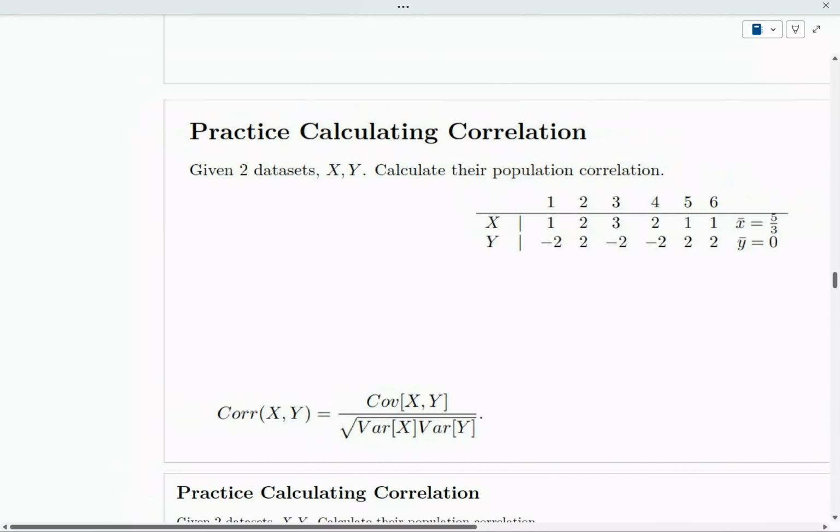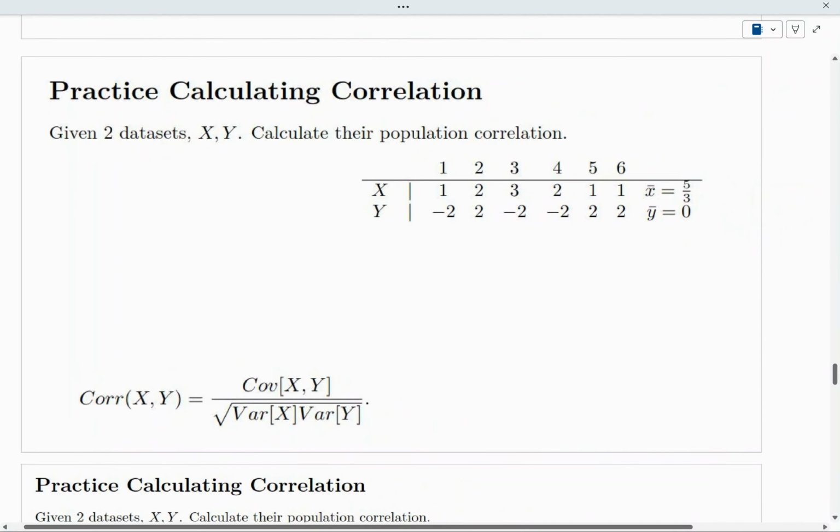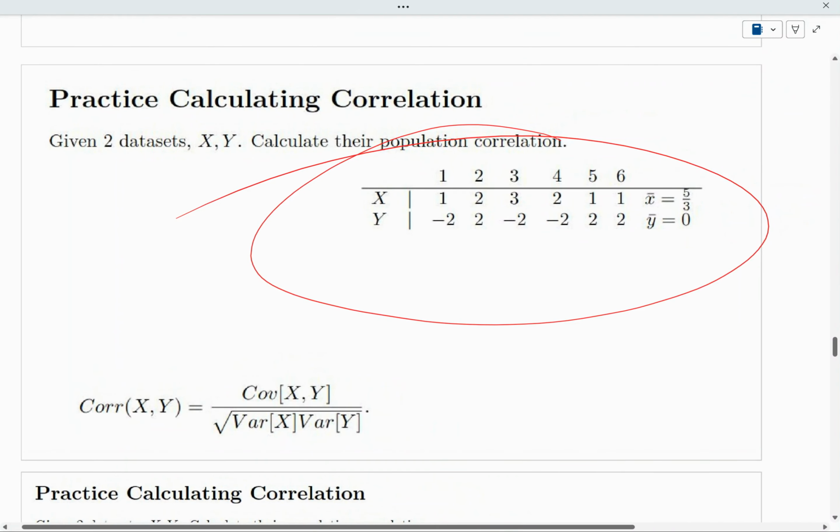All right, so let's do a quick practice. Pause and see if you can calculate the correlation with this by hand. Well, as much as you can by hand. So pause the video. We're going to move on.